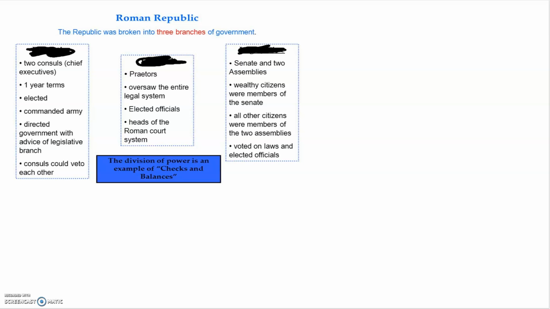So looking at this chart, you can see that there are three boxes. So it's titled the Roman Republic. It's kind of broken into three branches of government. And so this one is going to be your consuls. And we're going to get into what those mean in a second. This one's going to be our praetors. And then this one's going to be our senate. So you can see there are three very even divisions of the government in ancient Rome. Very similar to how the United States is with our three branches of government.